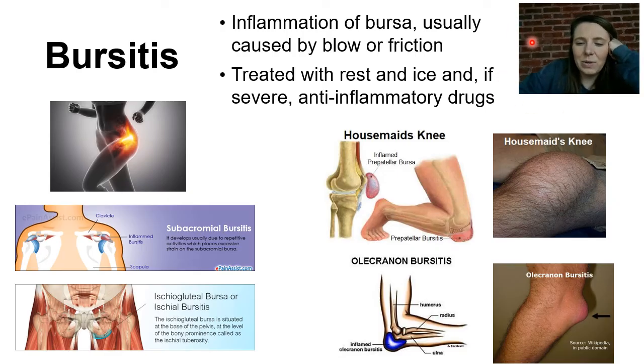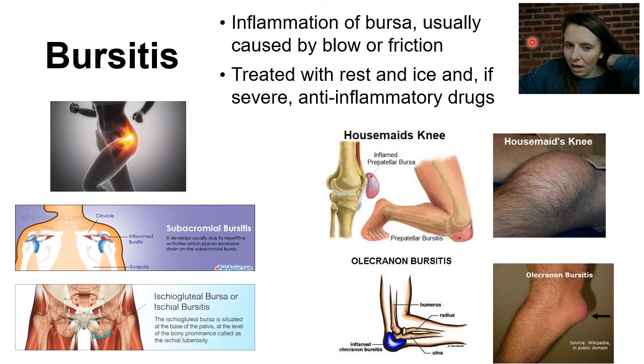The next injury is bursitis. And bursitis, so burs is referring to bursa, and itis means inflammation. So this is then just inflammation of the bursa, and it's usually caused by a blow or by friction. Treatment options here would be rest and ice, and if it's severe enough, anti-inflammatory drugs, like NSAIDs would be prescribed.